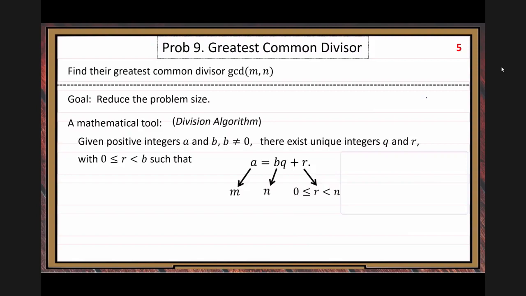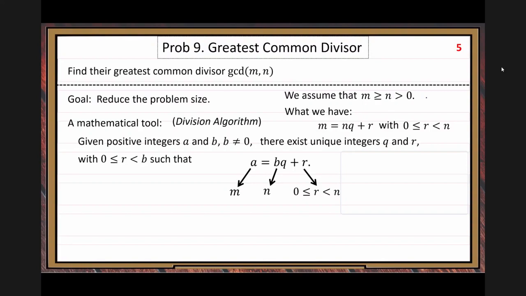Here we assume m is the larger number, so we want to use m to divide the divisor n, and then we have the quotient and the remainder r. Let's assume m is greater than or equal to n. Otherwise, if it's not, then swap those two numbers. That's simple. What do we have now? We have this formula. So let's start from this division formula, the integer division formula with remainder.